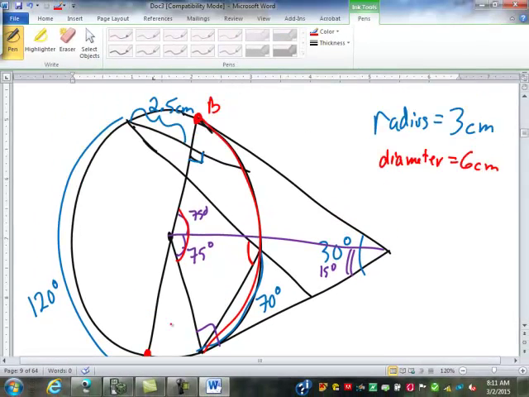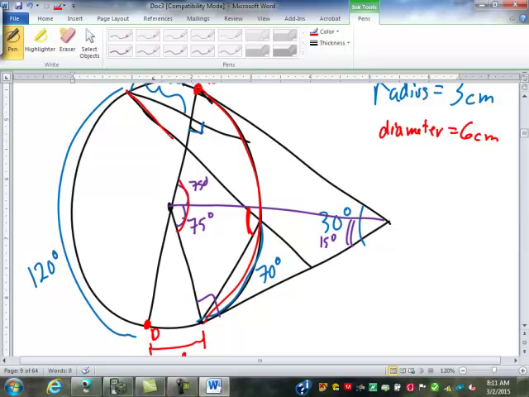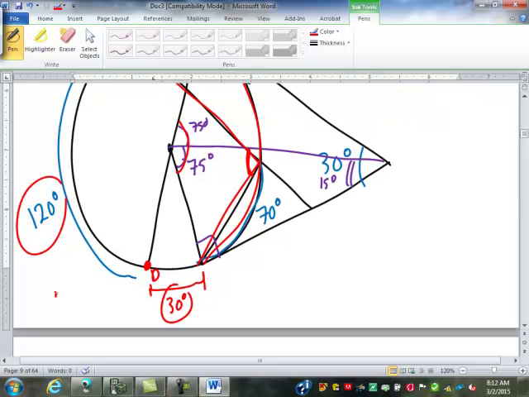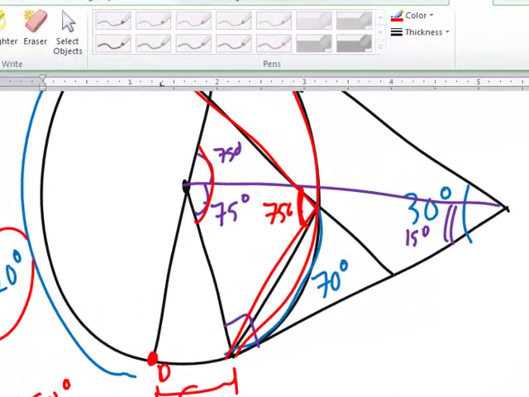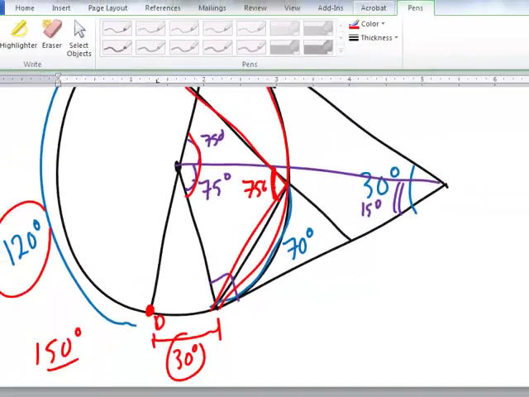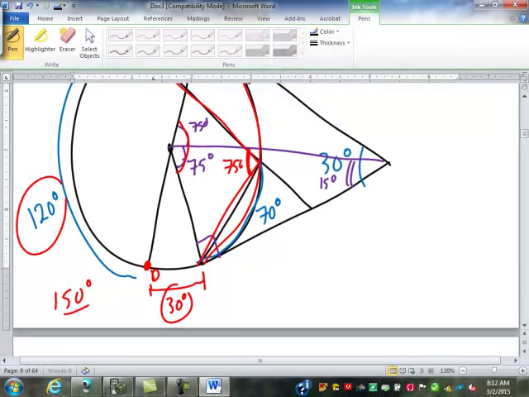Now, this angle is the one I'm trying to find, formed by these two sides. This total arc is 120 plus 30 is 150. So that has to be 75 degrees, half of the 150 degree arc. See how easy that is? It is, well, it's not quite obtuse. Let's see what else.